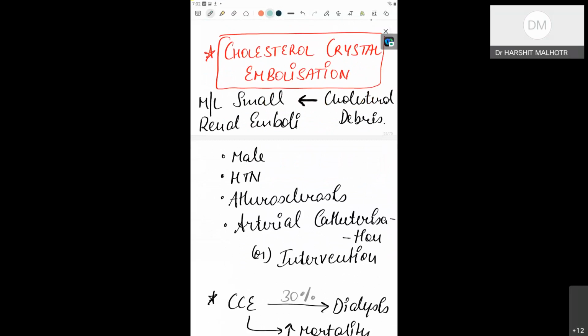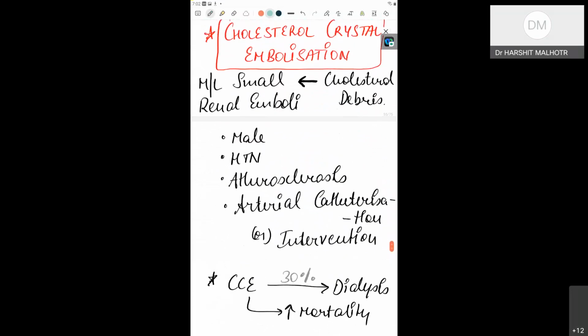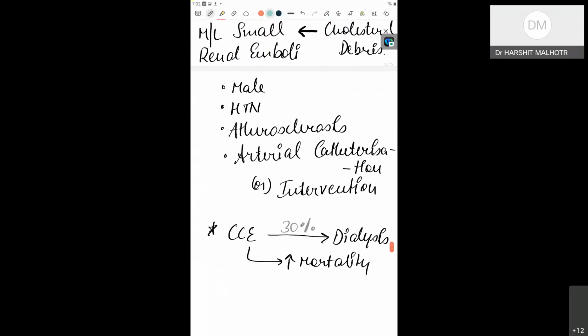Also, it occurs when we are doing arterial catheterization, particularly selective renal angiography, or doing an intervention for the aorta or renal artery per se. In a diseased vessel, the cholesterol debris can get dislodged and cause a thromboembolism and lead to cholesterol crystal embolization. But sadly, when CCE occurs and there is renal emboli and a renal infarct, 30% of these patients end up on dialysis by 2 years, and it is also associated with more mortality.